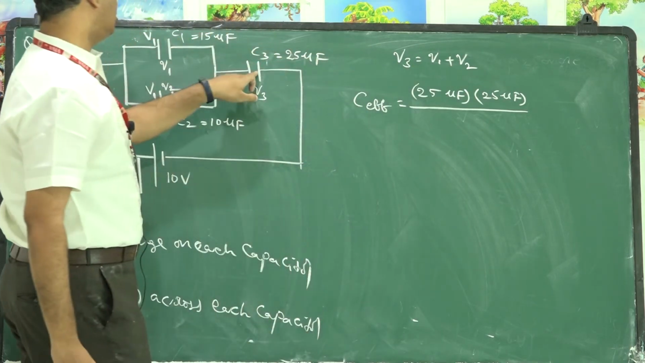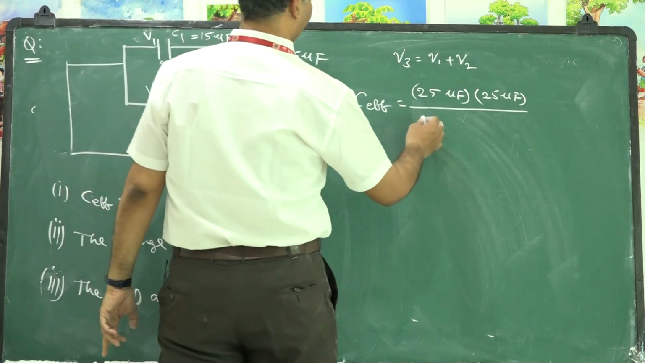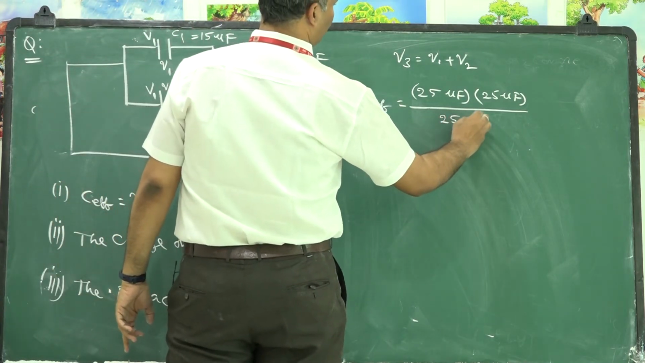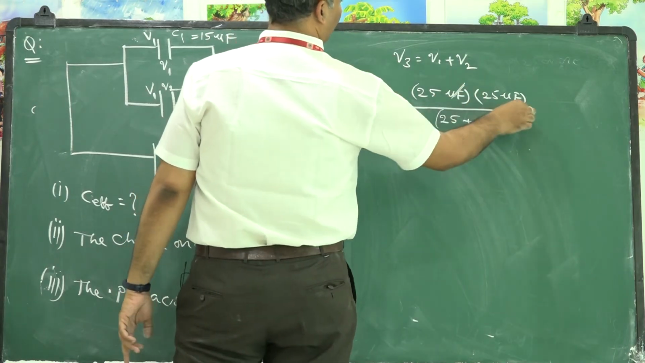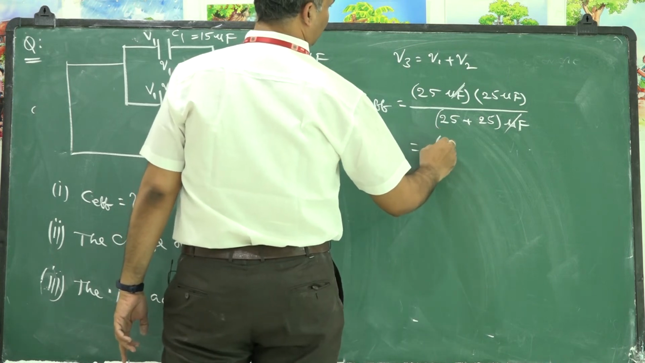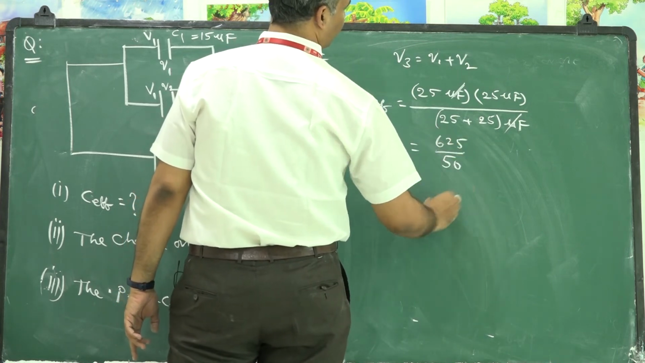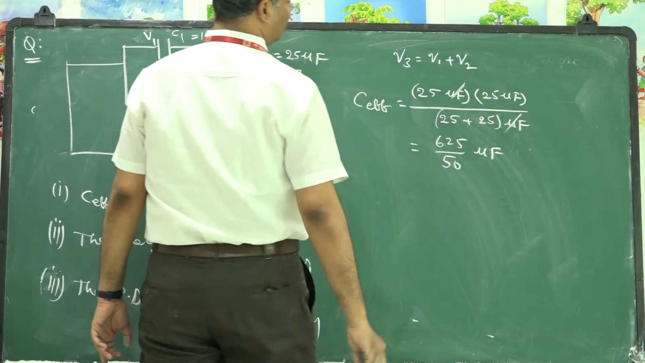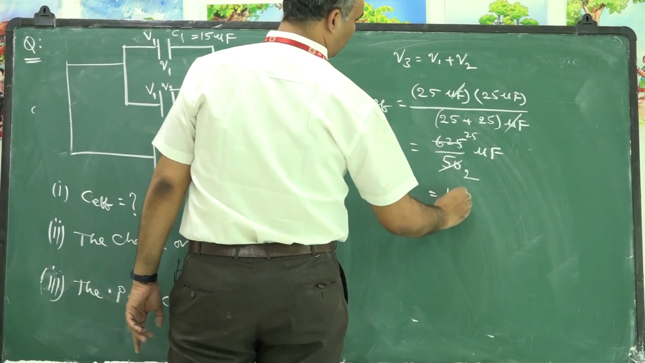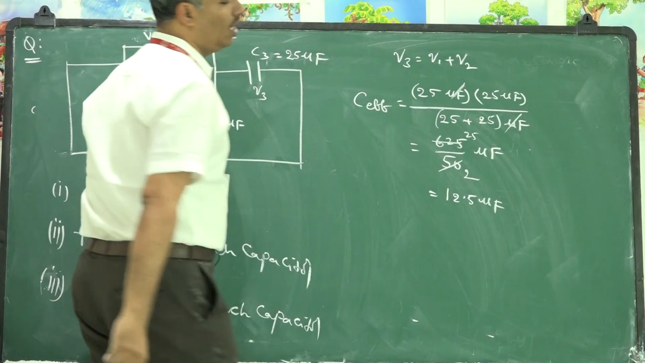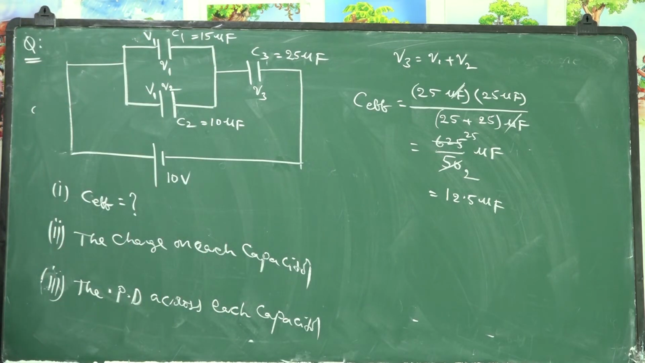So this into this by this plus this, nothing but 25 into 25 by 25 plus 25 microfarad. Microfarad and microfarad get cancelled. You will get 625 by 50 microfarad. 625 by 50 means 25 by 2, that is 12.5 microfarad, which is the effective capacitance of the combination.